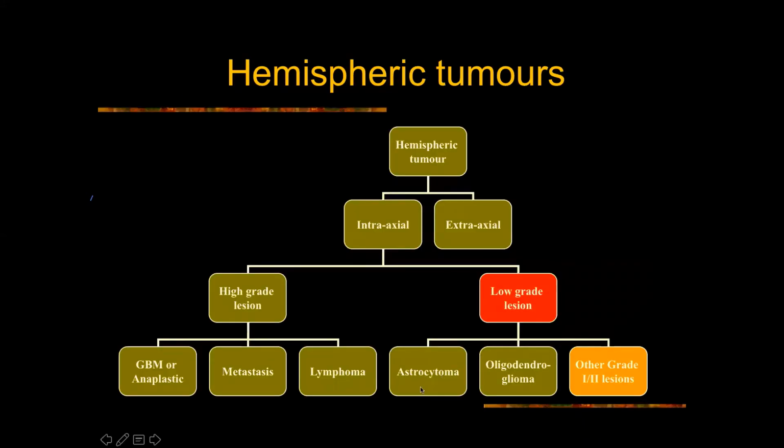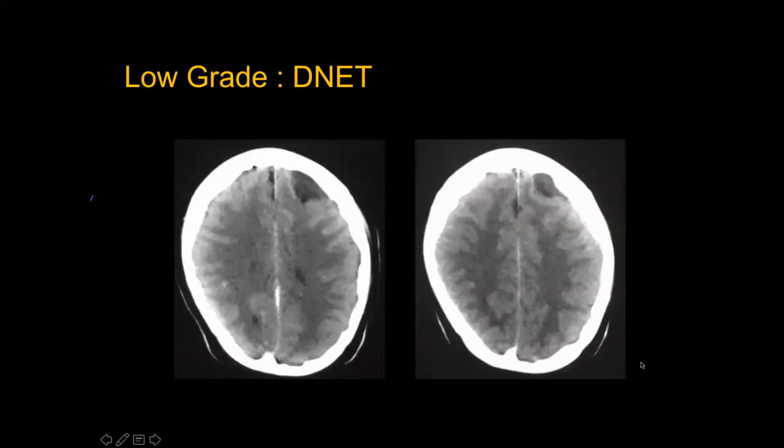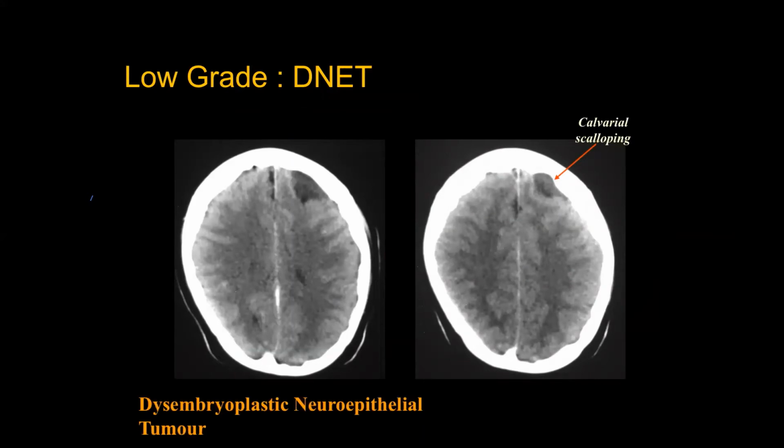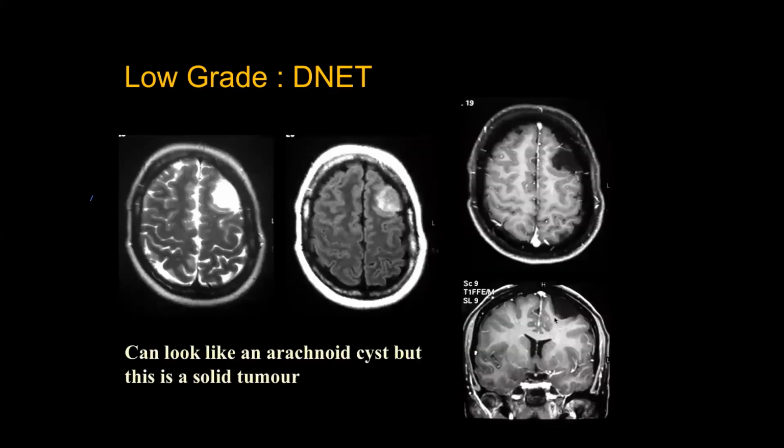Then, apart from all this astro and oligo, you have a bunch of all these low-grade lesions, a mixed bag of different lesions. So we show DNET, scalloping in the bone. This is the same patient, the DNET. On T2 looks like fluid, and yet on FLAIR, it's a solid tumor. On T1, it's low signal, doesn't enhance. And again, as you can see, a scalloping in the bone.